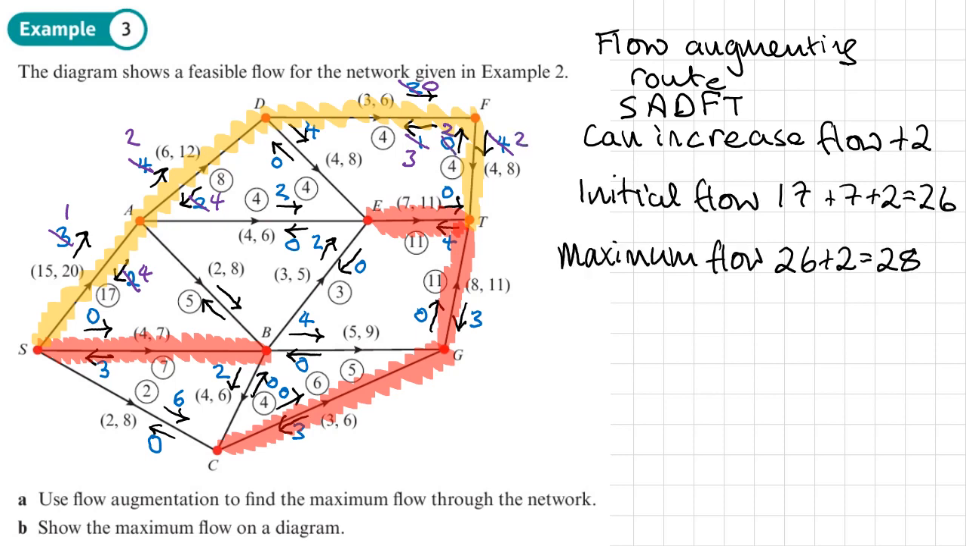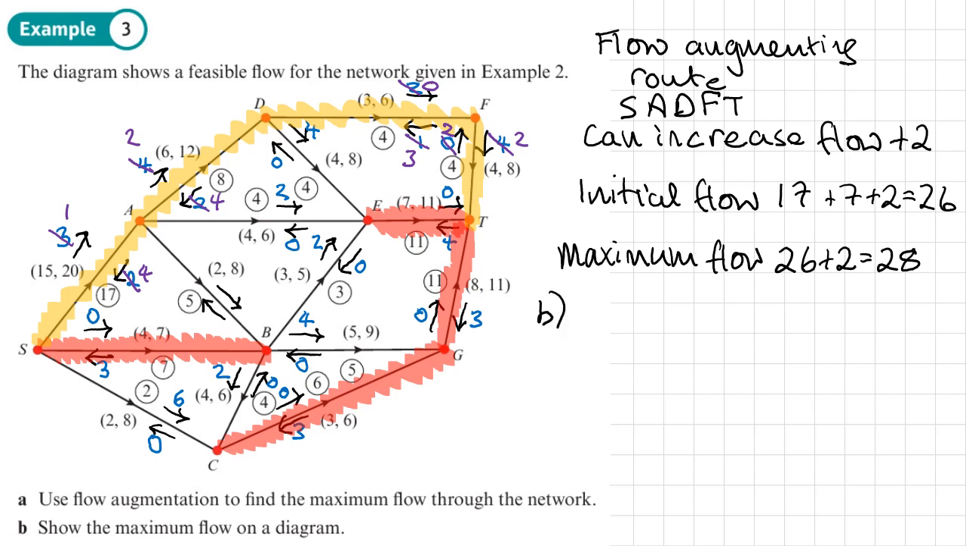So our initial flow before augmentation was 17 plus 7 plus 2, those arcs flowing out of the source, and for our improved, our maximum flow, we add 2 to that to get 28. And part B: show the maximum flow on a diagram, or on this diagram.